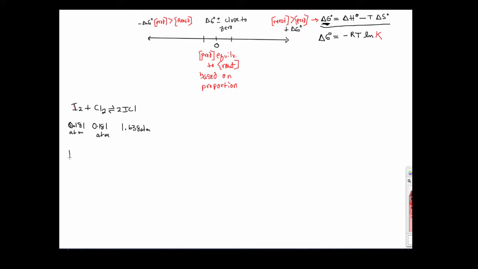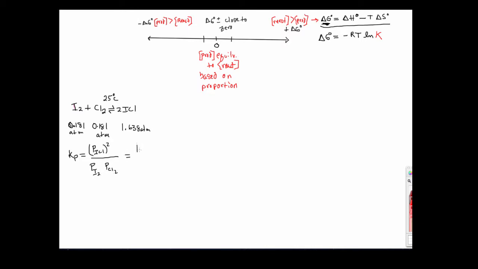Now, to find the equilibrium constant, since we're in partial pressures for this reaction, we're going to find a Kp, and the fixed temperature, in fact for all three examples, is 25 degrees C. So my equilibrium expression is going to look like this. It's going to be the partial pressure of ICl raised to the second power divided by the partial pressure of I2 times the partial pressure of Cl2.